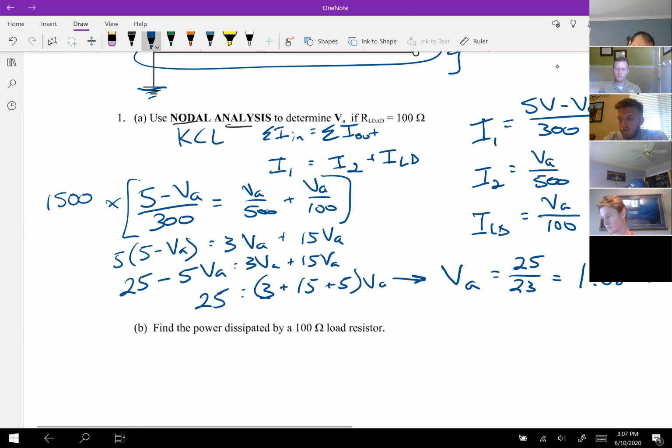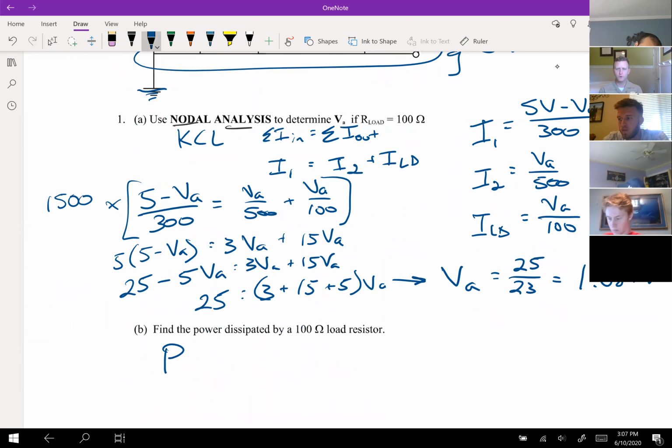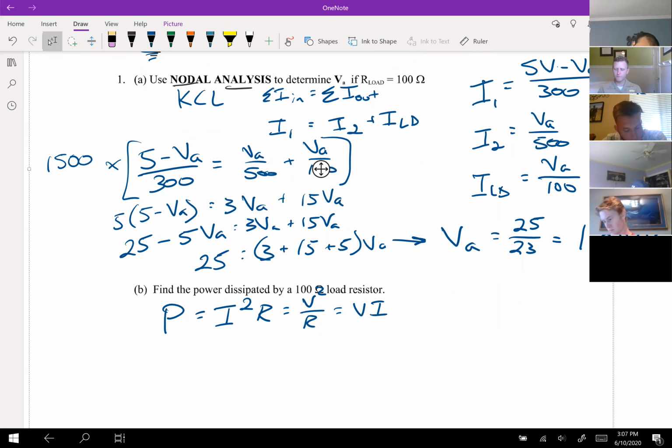Now we can do the power dissipated by the 100 ohm load resistor. Power, we have multiple formulas for it, but we could do I squared R. We could also do V squared over R. We could also use P equals VI. The fastest one, the one that you have readily available, would be V squared over R, because P load is equal to V load squared divided by R load.